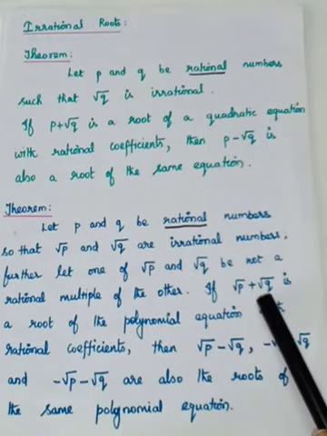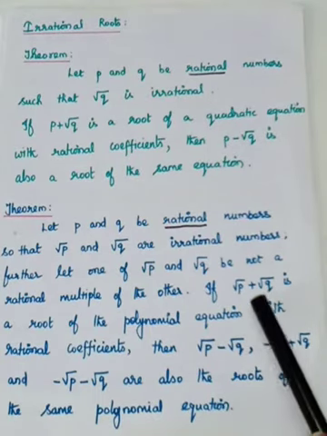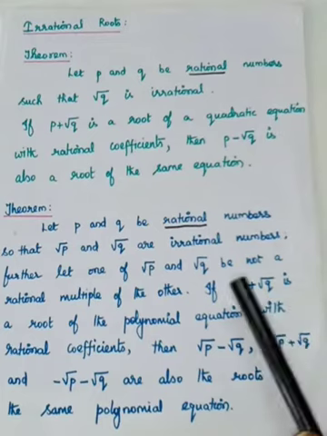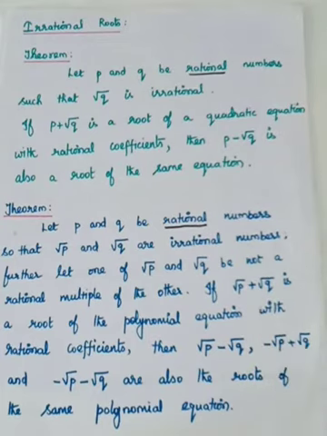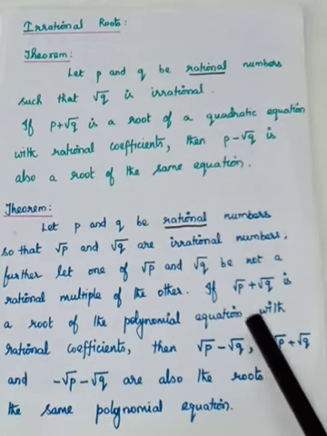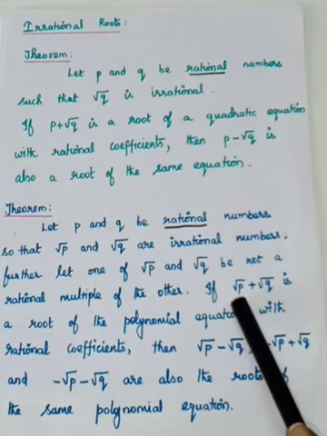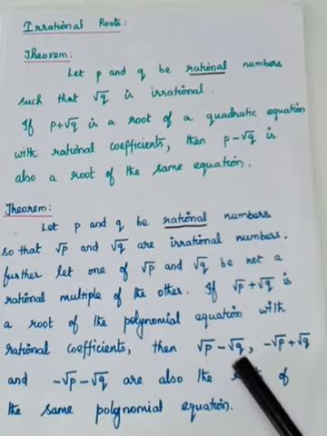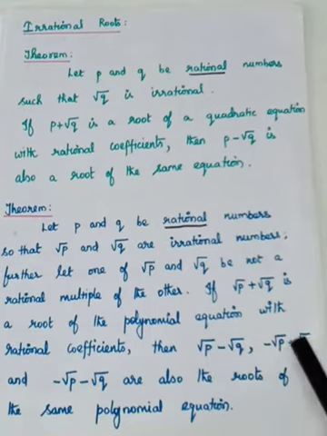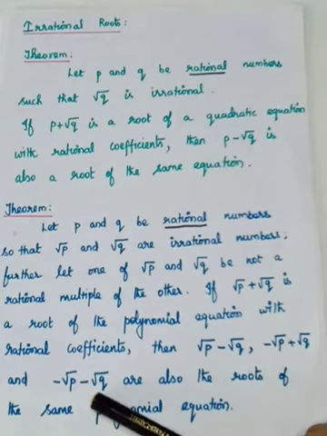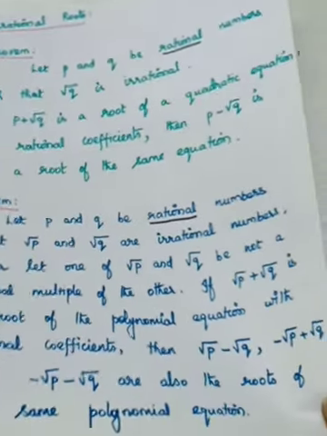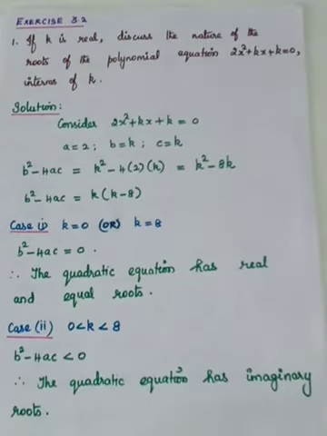See, root p, root q, how are they? They are irrational numbers. So root p plus root q is a root of the polynomial equation with rational coefficients, then root p minus root q, minus root p plus root q, and minus root p minus root q are also roots of the same polynomial equation. Using these three theorems, we are going to do the problem.